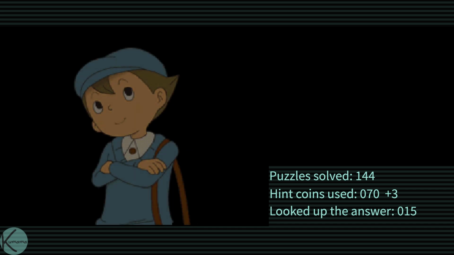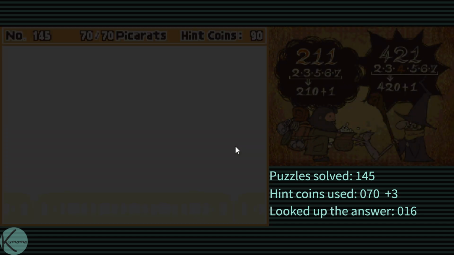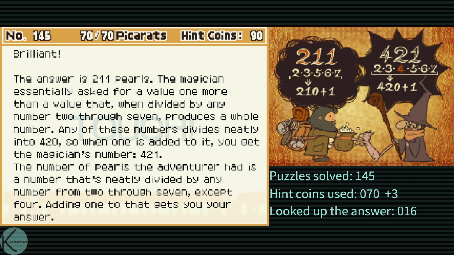Here goes. Let's see the explanation. Layton's apprentice strikes again. Brilliant. The answer is 211 pearls. The magician essentially asked for a value 1 more than a value that, when divided by any number 2 through 7, produces a whole number. Any of these numbers divided neatly into 420, so 1 is added to it. You get the magician's number, 421. The number of pearls the adventurer had is a number that's neatly divided by any number from 2 through 7 except 4. Adding 1 to that gets you your answer.